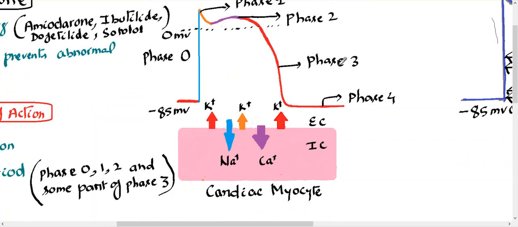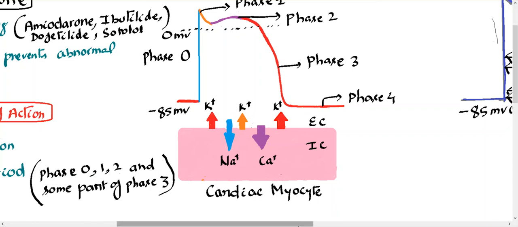This is very high yield information you should know, guys, that in phase 3 there is massive efflux of potassium. In phase 3, there is also closure of the voltage gated calcium channels. In phase 4, this is the resting potential where there is a high potassium permeability.